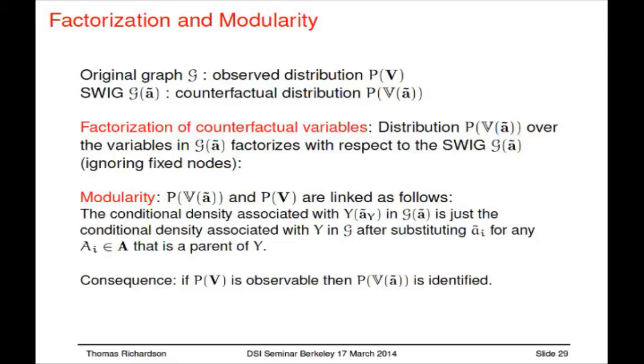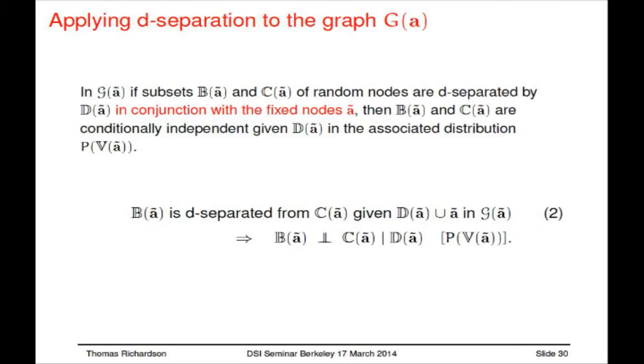And the consequence here, you can sort of see, is that if we observed all the variables in the original graph, then the joint distribution over the counterfactuals in the new graph is identified. Okay? So for all of the graphs we construct with this procedure, the joint distributions will be identified if the joint distribution in the original graph was also identified.